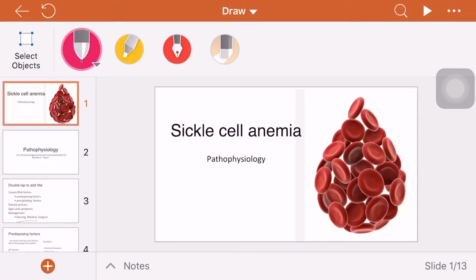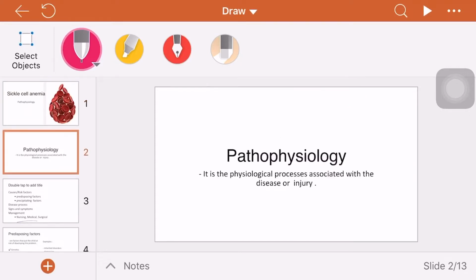So in this video, I'm going to discuss how I made the pathophysiology of two disorders, one hematologic disorder and one reproductive disorder. I will start with the hematologic disorder, so I chose sickle cell anemia. So first, let us know what is the pathophysiology. Pathophysiology is the physiological processes associated with the disease or injury.